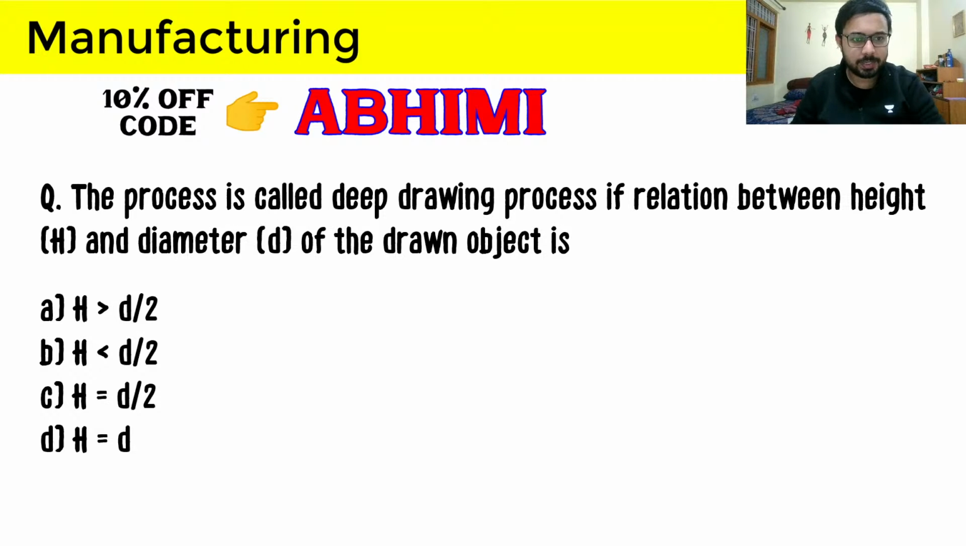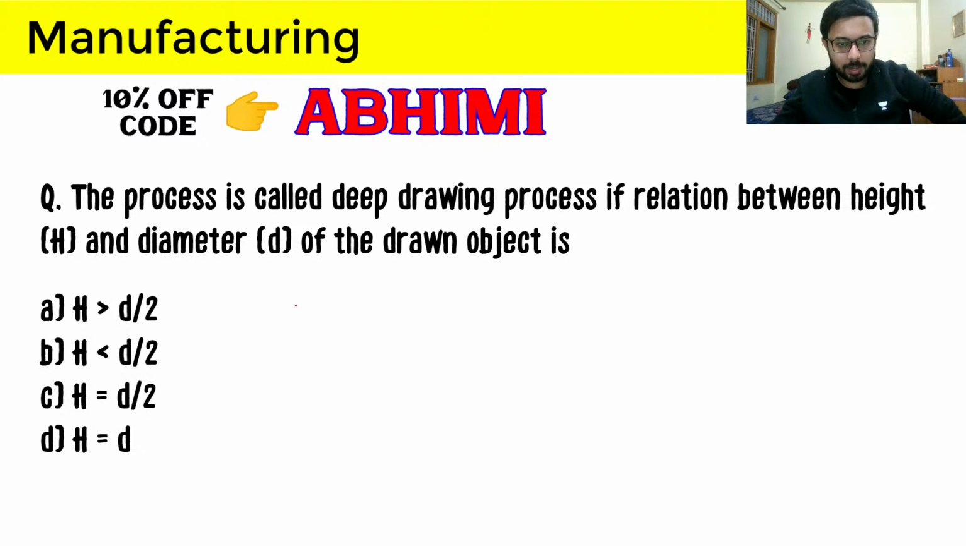So the next question here is asking us, for the deep drawing process, what will be the relation between the height of the drawn object, that is the height of the cup, and the diameter of the cup, for us to consider that process as deep drawing? And these are the options given. Is h greater than d by 2, or h less than half diameter, or h equal to half diameter, or h equal to d?